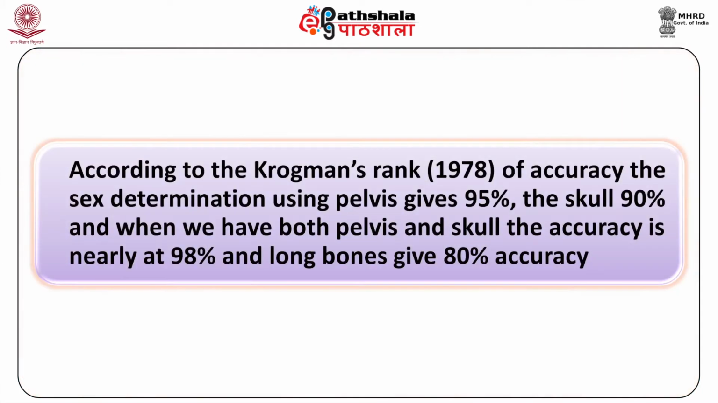According to Krogman's rank, that is in 1978, the accuracy of sex determination using pelvis gives 95%, whereas skull gives 90%, and when we have both pelvis and skull, the accuracy increases to 98%, and the long bones give around 80% accuracy.